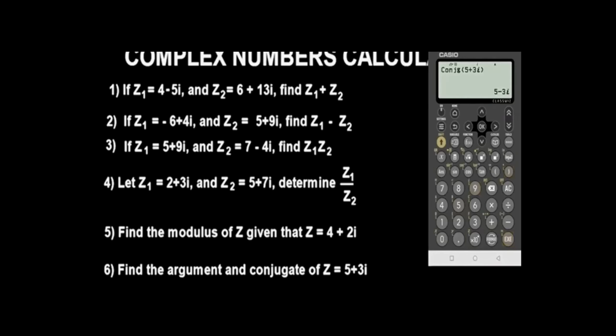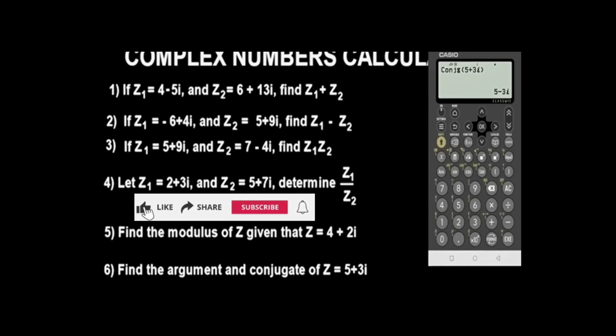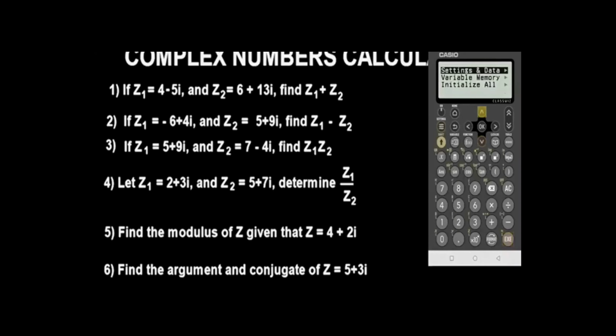So guys, this is basically how to do problems involving complex numbers using the Casio fx-991 scientific calculator easily and fast for multiple choice questions. Don't forget to reset once you are done. Just press setting, then go to reset, execute, initialize.